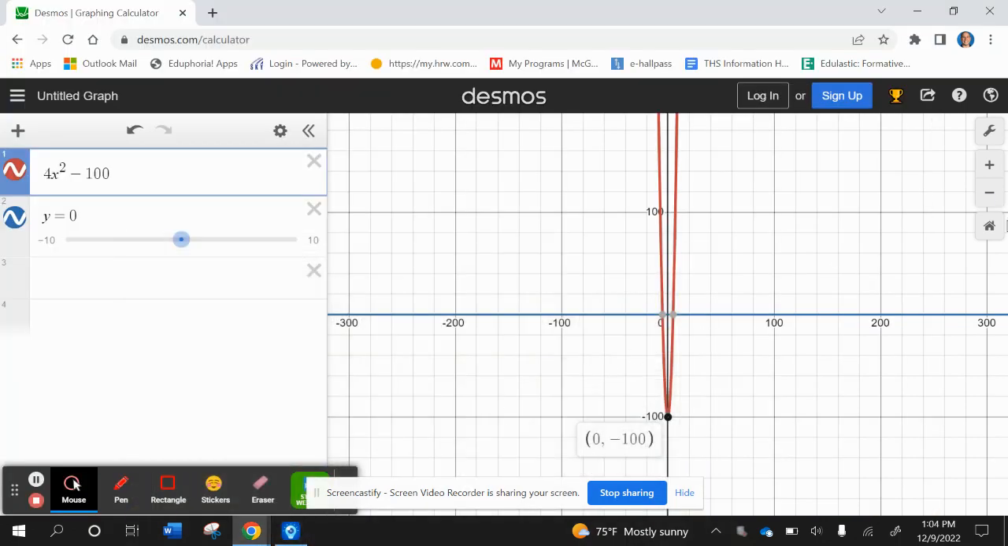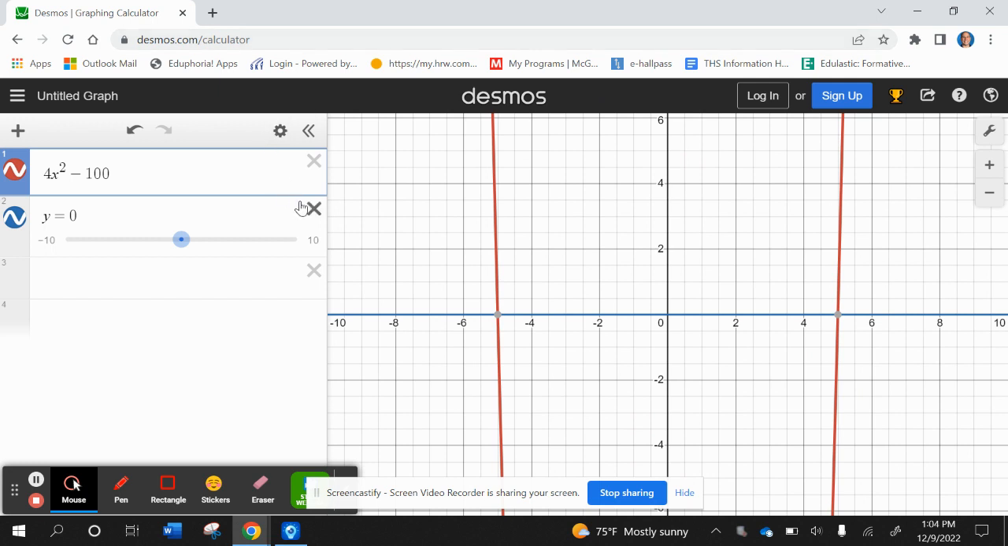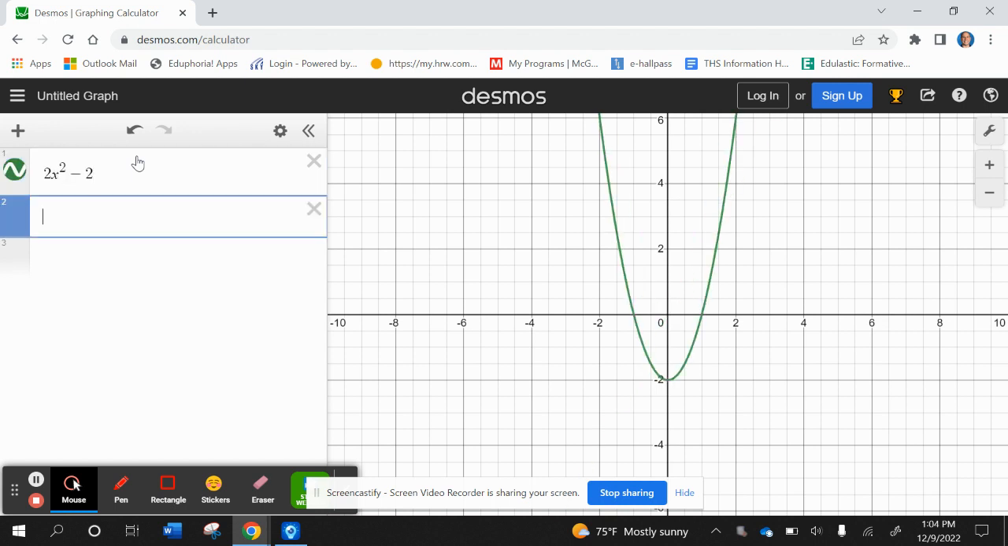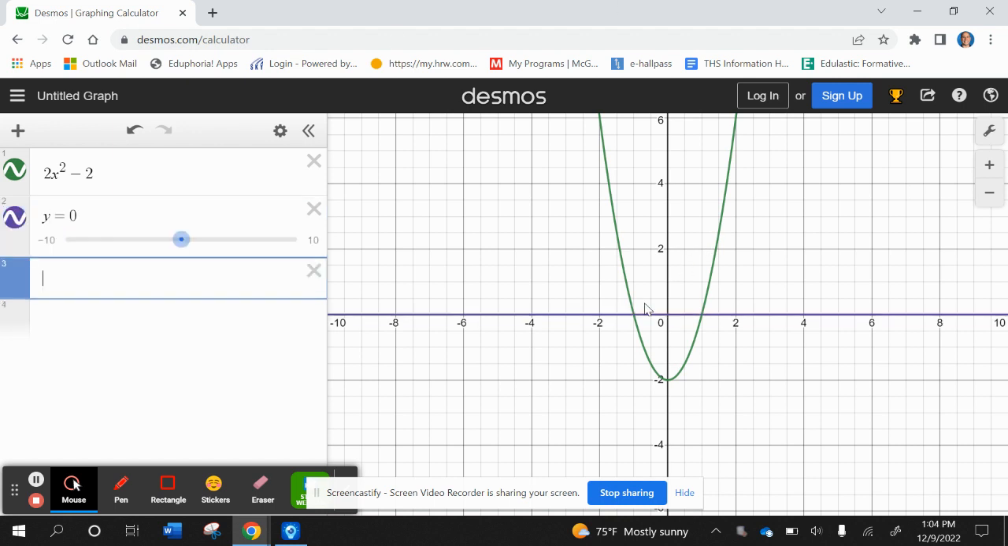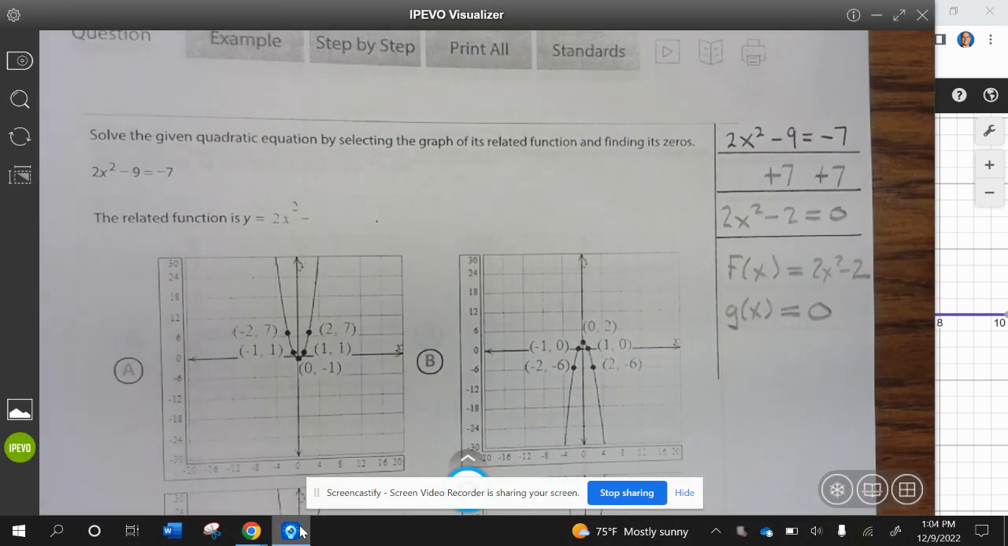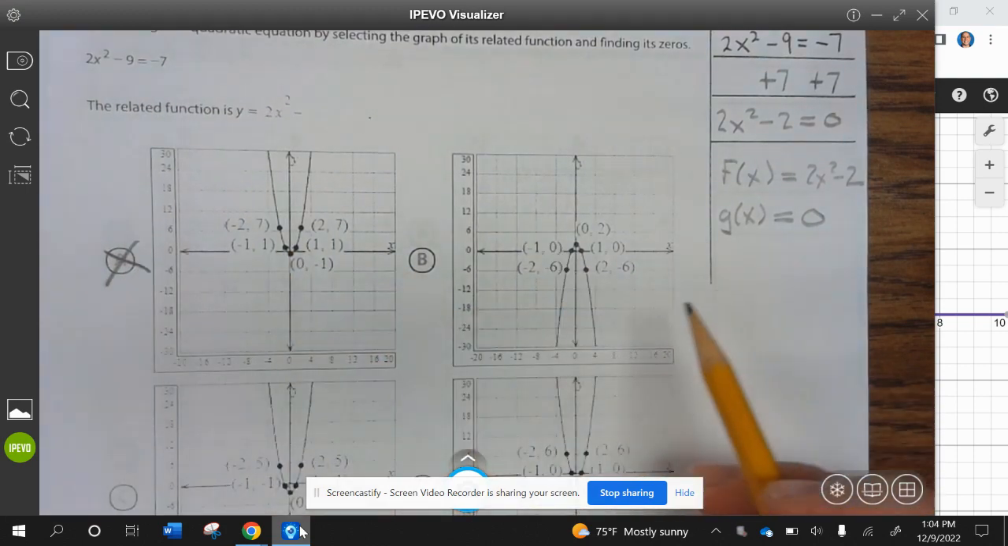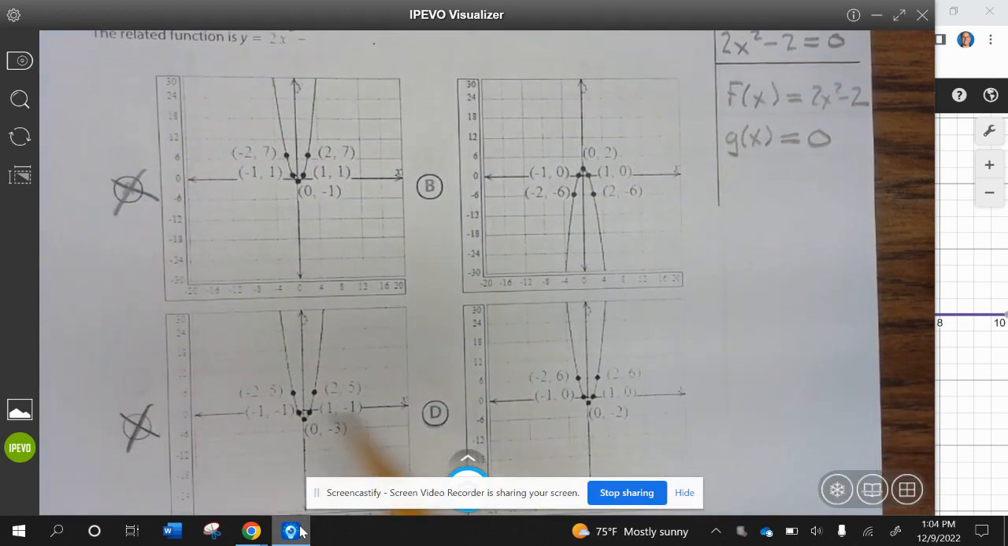Now, first thing, you want to press the home key, and then you're going to exit out the previous problem. And then we're going to type in 2x squared minus 2, and you have to use y equals 0. All right, and we're going to click the points of intersection, negative 1 and 1. All right, so that's incorrect. That's okay. This is incorrect.